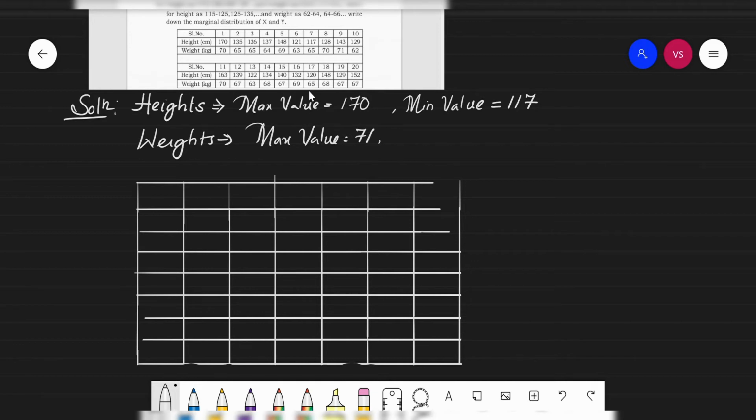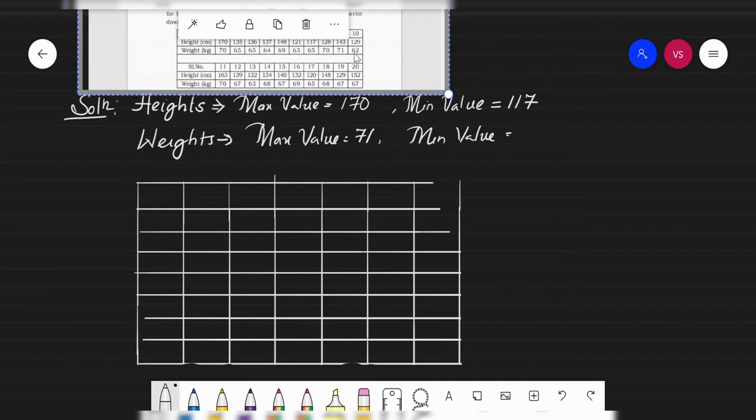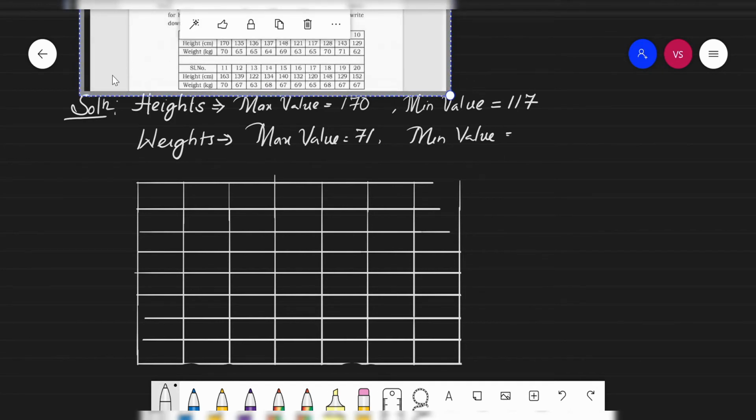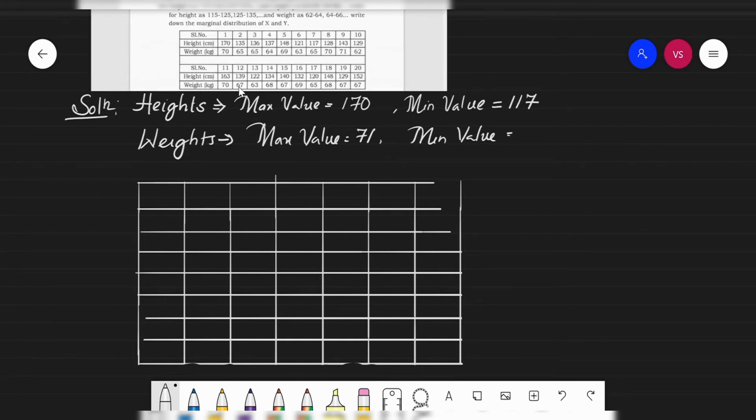Okay, and the minimum value is, how much is it? If you see here, the minimum value is 63, then 62. Okay, 62 we've seen, and there is nothing less than 62. So 62 is the least value in the weights.